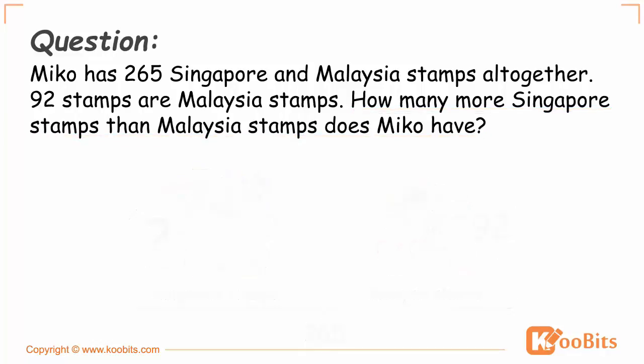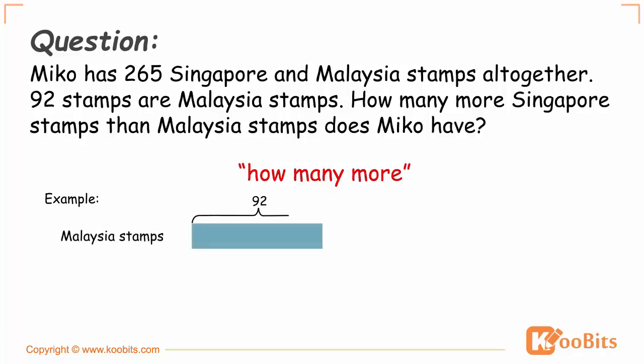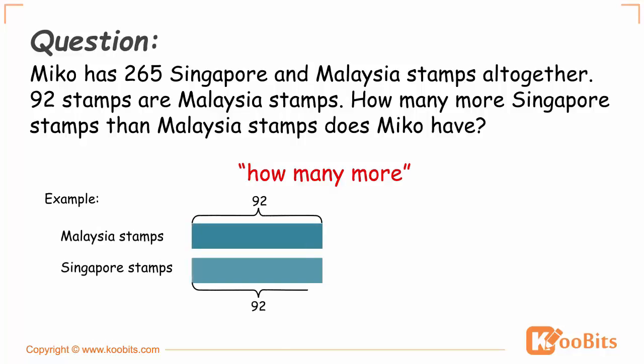Do you know what the question is asking? What is "how many more"? Let's use an example. There are 92 Malaysia stamps, right? If there are 92 Singapore stamps as well, we say there are equal numbers of Singapore and Malaysia stamps.